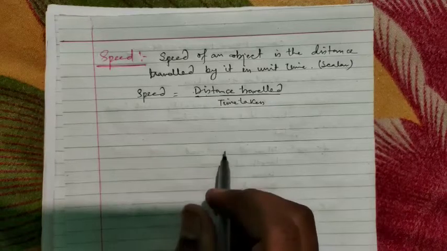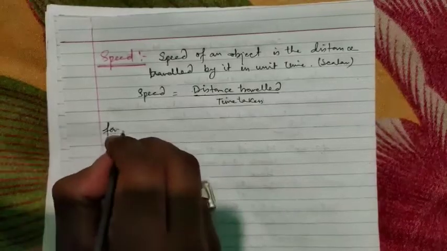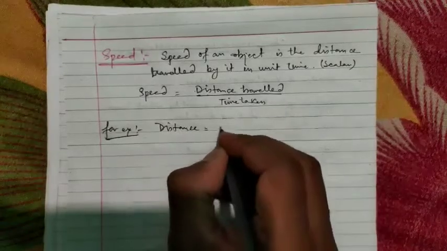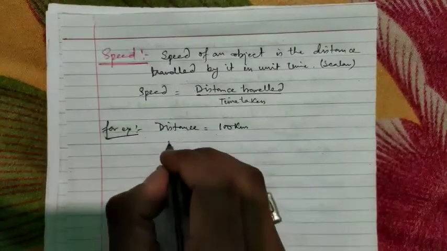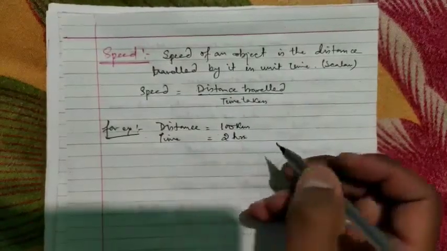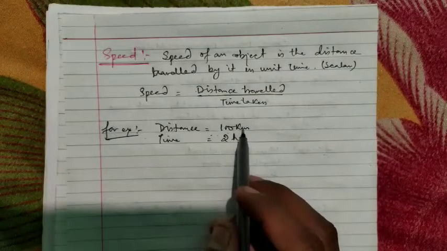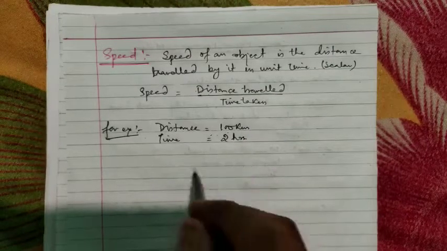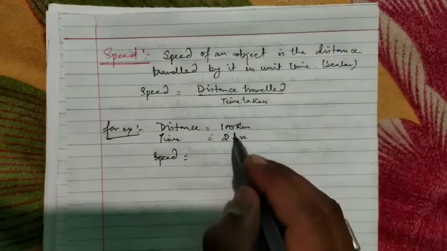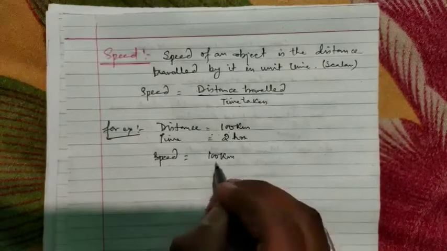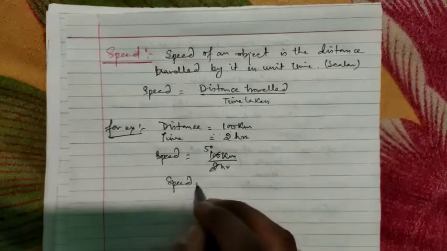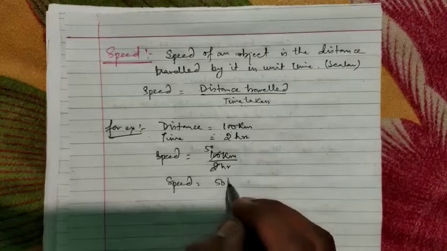Now let us understand it more clearly by an example. Suppose a body has traveled a distance of 100 km, and it has taken a time of 2 hours. How will we calculate the speed? We know the formula: speed is equal to distance by time. Distance is 100 km and time is 2 hours. Two fives are ten, so speed is equal to 50 km per hour.